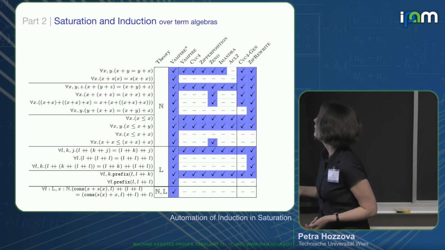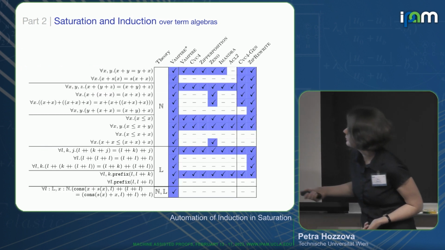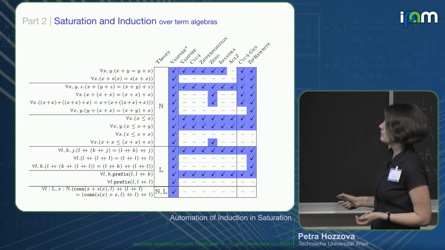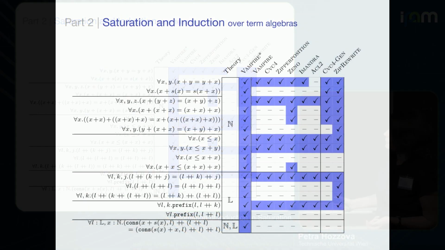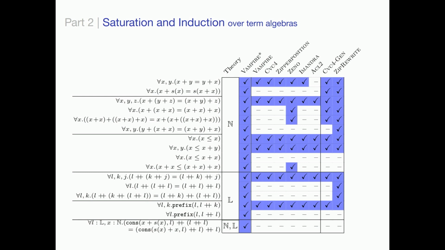Yeah, this is a screenshot from the table of results of the generalization paper. We were slightly surprised that even provers that have quite good inductive reasoning at the time weren't able to solve many of the generalization-oriented benchmarks. So for example, the associativity benchmark here, the third one from the top.